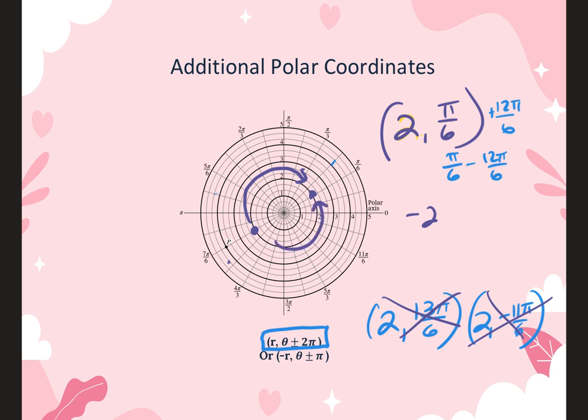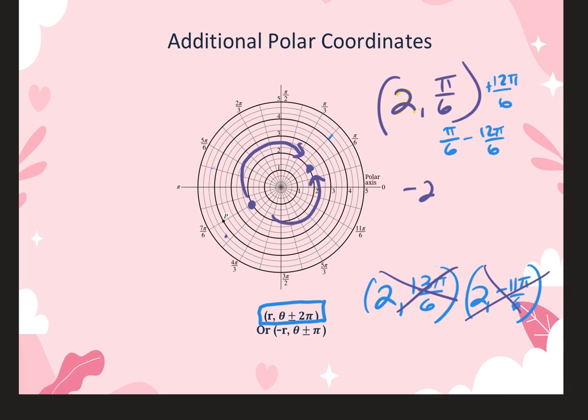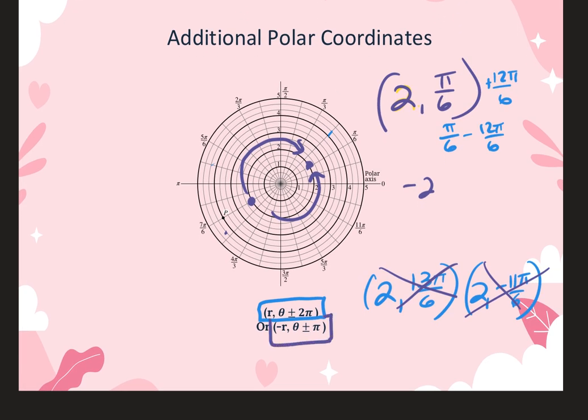Or this way. I'm going half a circle, so I would be adding or subtracting pi. So your other option is to change the sign on the r, so I would make it like negative 2, and then add or subtract pi. So pi over 6 plus pi would be 6 pi over 6, 7 pi over 6.